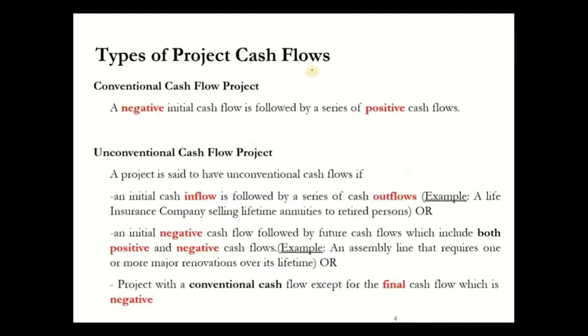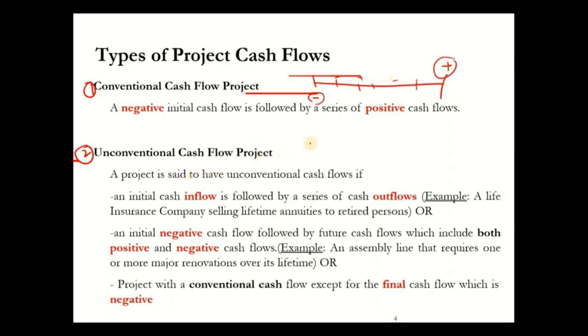Now we can also classify projects based on their cash flows. First of all, we have conventional cash flows and then we have unconventional cash flows. Conventional cash flows are the ones where the cash flows are initially negative and at the end they are positive, right? So these cash flows are called conventional cash flows. No matter what happens in between, it could be negative, positive, negative, positive, no problem, right? Unless you have negative at the start and positive at the end, you can call it conventional cash flows.